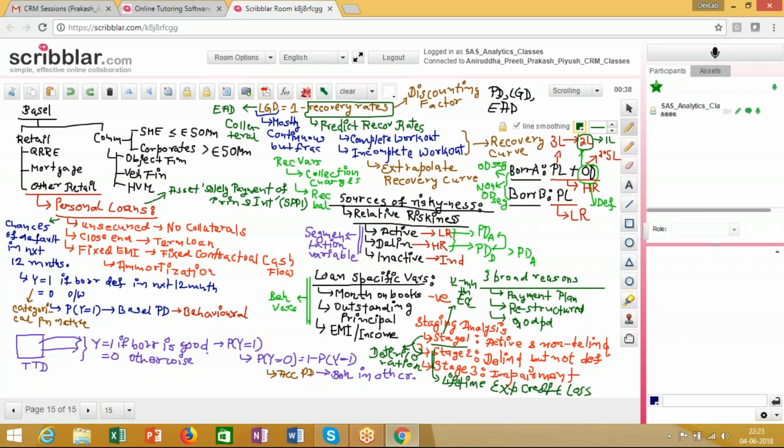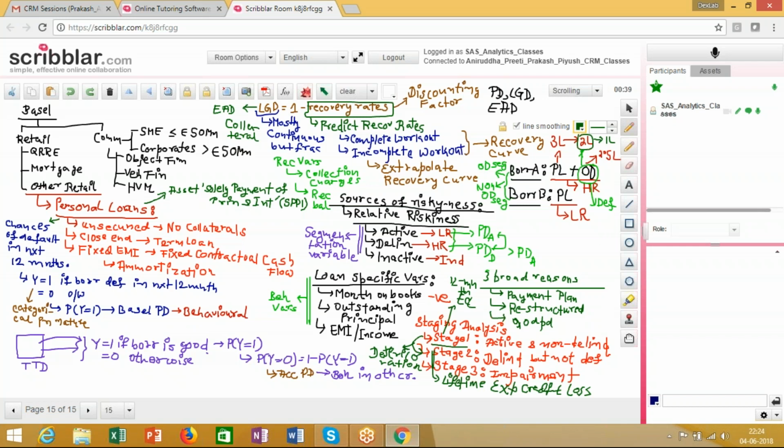In the next discussion, we'll talk about the basic differences that we generally get to see between Basel and this particular regulation, IFRS 9. We look into each of these models from the perspective of the different regulations.